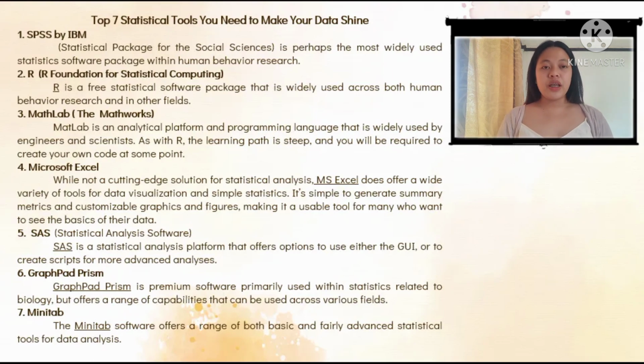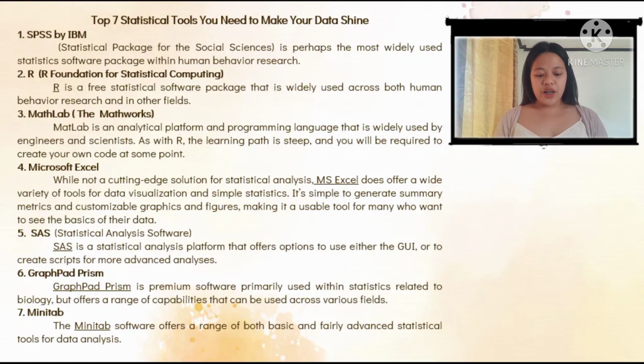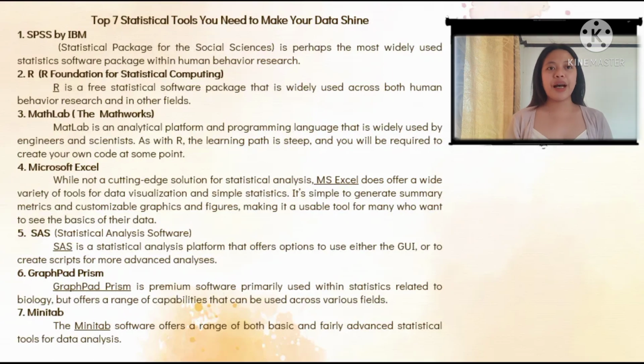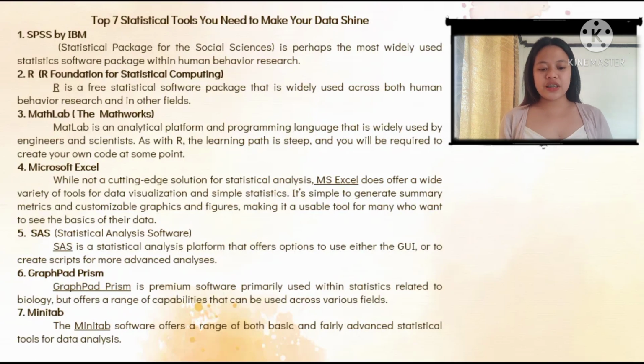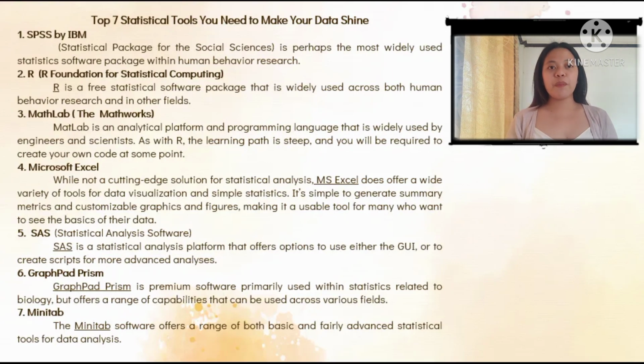1. SPSS by IBM. In human behavior research, IBM SPSS is likely the most extensively used statistics software program. 2. R Foundation for Statistical Computing. This is a publicly downloadable statistical software application that is widely used in human behavior research and other fields. 3. MATLAB. Among engineers and scientists, MATLAB is a prominent analytical platform and programming language. 4. Microsoft Excel.